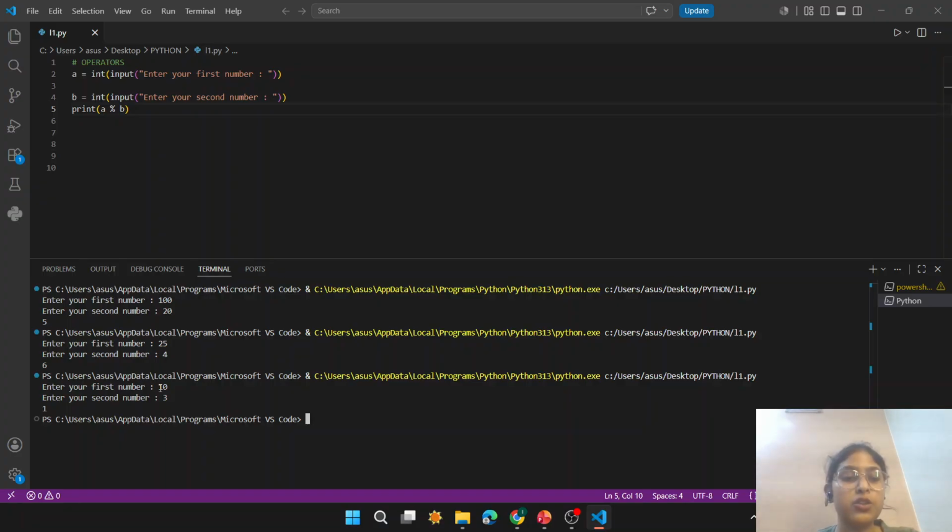Whenever you divide 10 by 3, you will get 3 as the quotient, and you will get one remainder. The remaining part is called the remainder. Because 3 threes are 9, and 10 minus 9 is 1. So 1 is the remainder part. The modulus operator always returns the remainder. Remember that. It always gives you the remainder part.